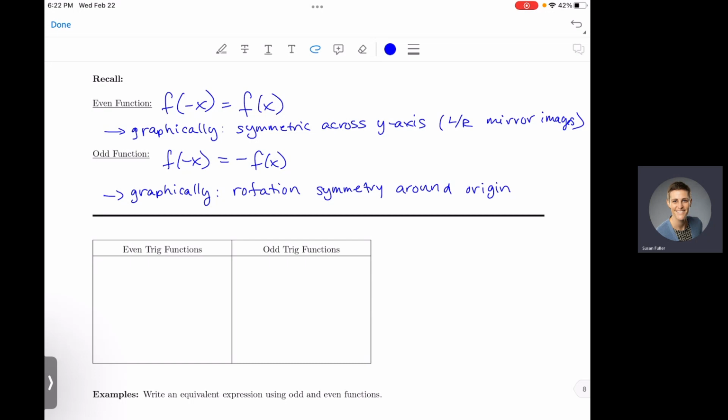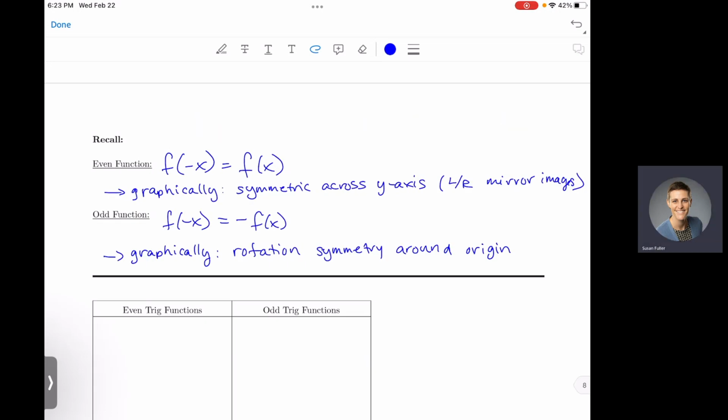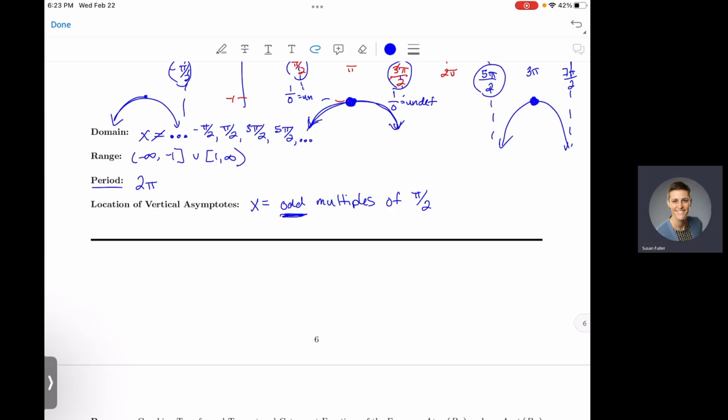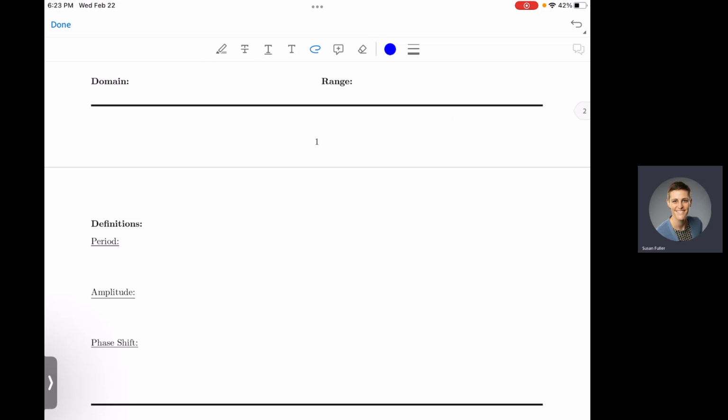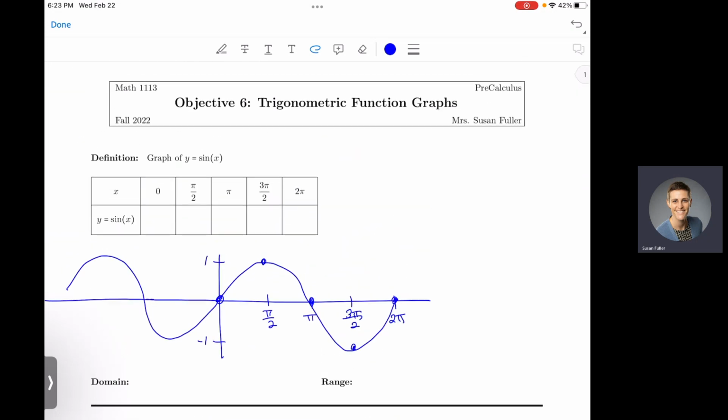And again, if it's even, it'll be symmetric across the y-axis. Our left and right sides will be mirror images. If the function is odd, then we will have rotational symmetry around the origin. So let's start all the way at the top. I have all of these graphs plugged in for you so we can look at these all the way back to the beginning.